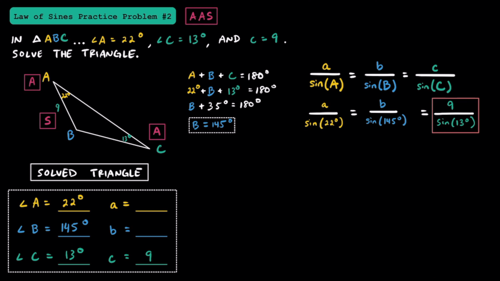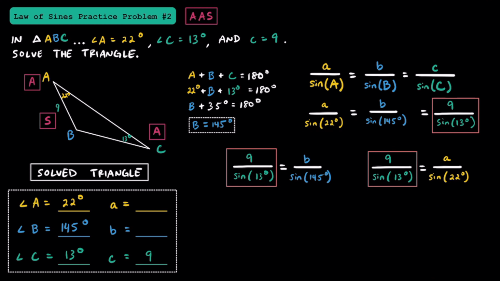Let's take that ratio and write 2 separate proportions. First, we can write 9 over sine of 13 degrees is equal to b over sine of 145 degrees. Then we can write that 9 over sine of 13 degrees is equal to a over sine of 22 degrees. Just like the last example, since we have 3 out of the 4 bits of information, we can use cross multiplication to solve for the unknown.